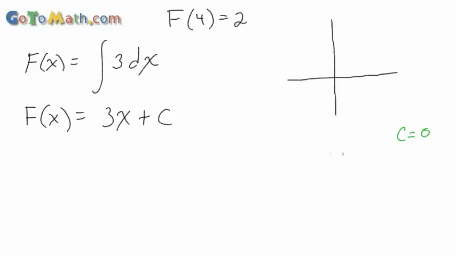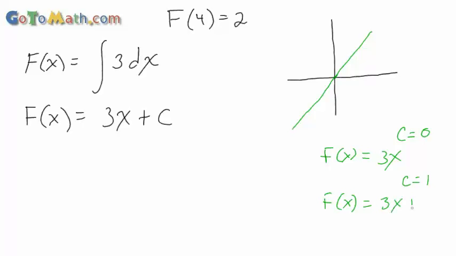So what are we graphing out? Well, we're graphing out F of x equal to 3x. So what does this graph look like? Well, it's just a graph that passes through the origin and has a slope of 3. So this would be the graph of this when c is equal to 0. But let's say c was equal to 1. So we'd have F of x equal to 3x plus 1. So if c were equal to 1, it would cross right here.